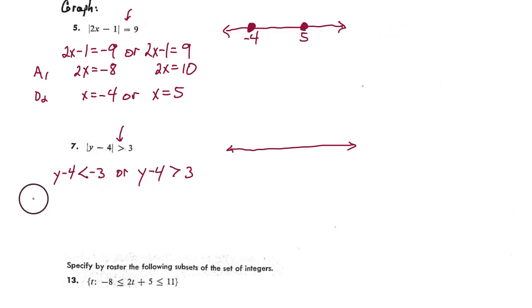Solve both of these. Looks like we need to add 4 to get the y alone. This makes 1. When you add 4 over here, it makes 7. And we can graph these statements. Here's 1, here's 7. They get open dots. Where is y less than 1? It's left from the 1. Where is y greater than 7? It's to the right from the 7.